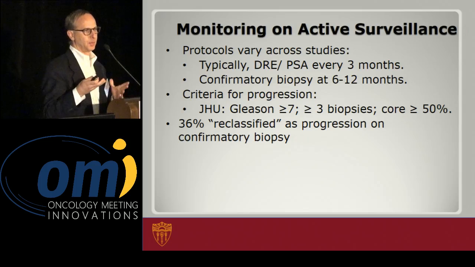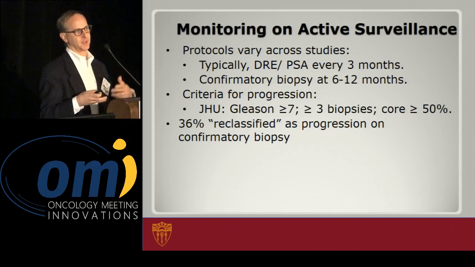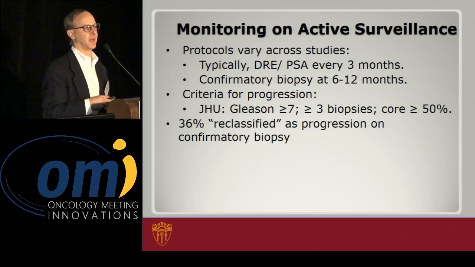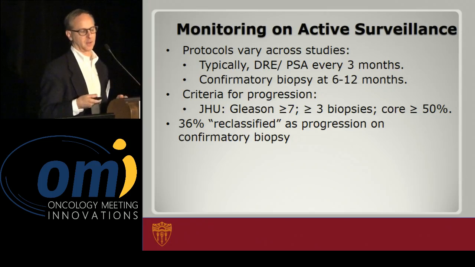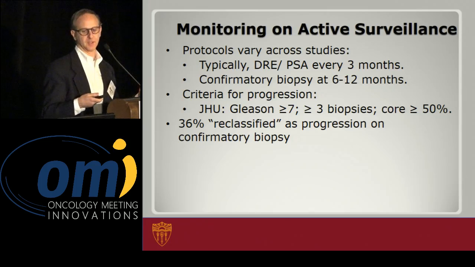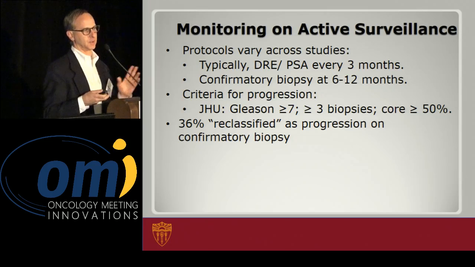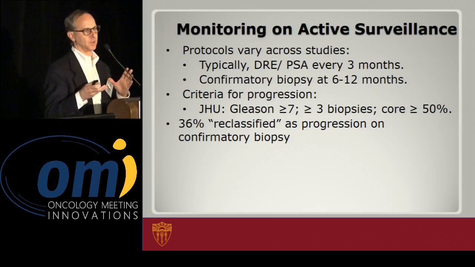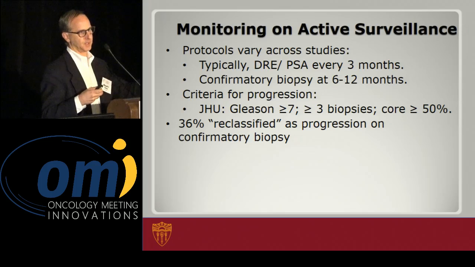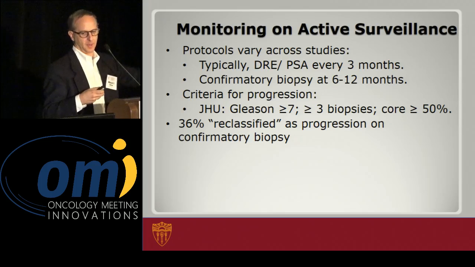Every cohort, every publication has different criteria for what's called progression or reclassification. In the Johns Hopkins cohort, it was a Gleason greater than 6, so any Gleason pattern 4 or above was considered progression, or more than 3 positive biopsies, or any core greater than 50%. The last two look at the volume of the cancer, even if it's low grade, and the first looks at the upgrading risk, the risk of a Gleason 6 going to a 7 or above.